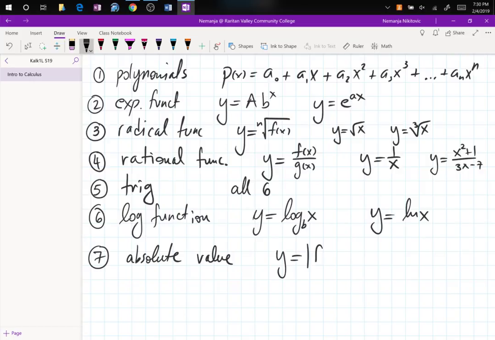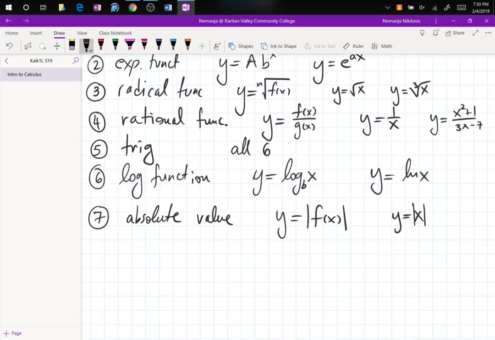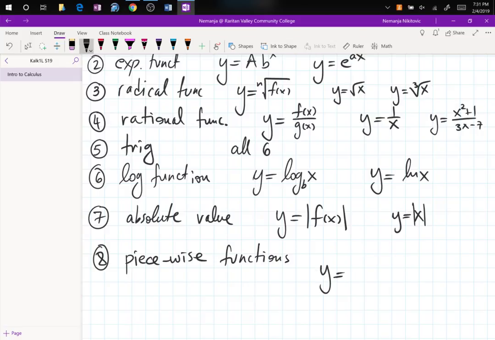Y equals absolute f of x. Example is y equals x, but that's a lame example. Absolute x, I mean, there are much better examples as we go along. Piecewise functions. And those are the ones that have pieces to it, hence the name.